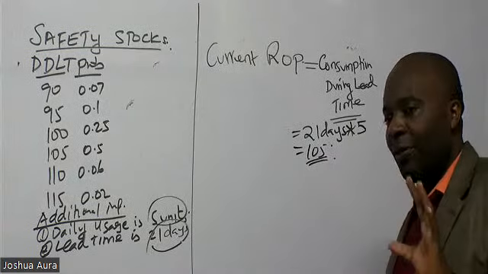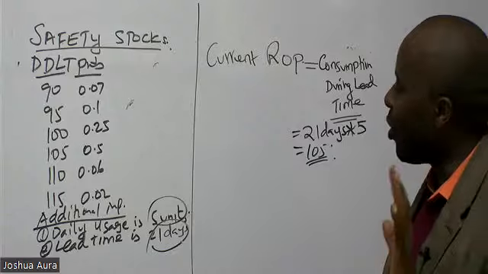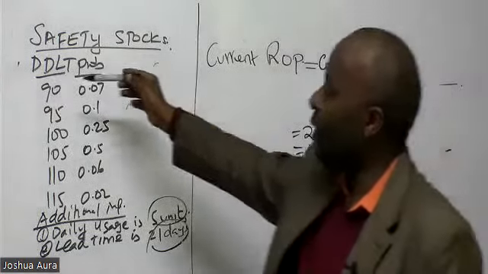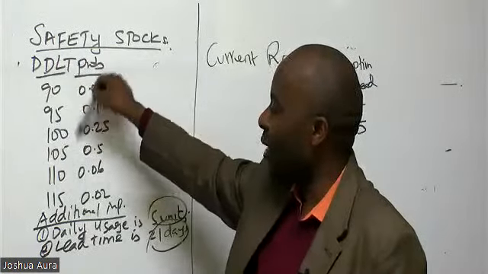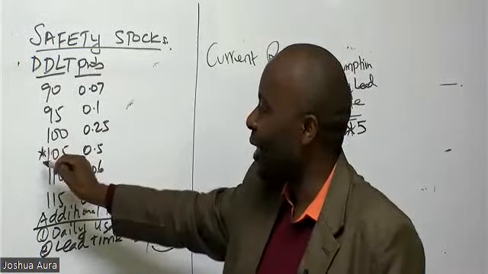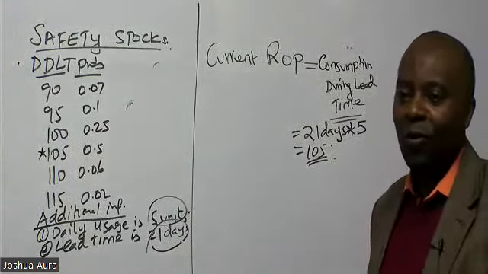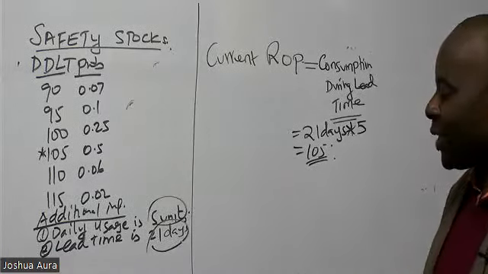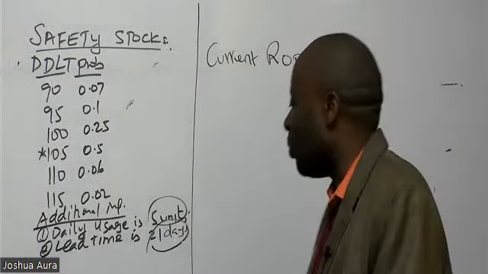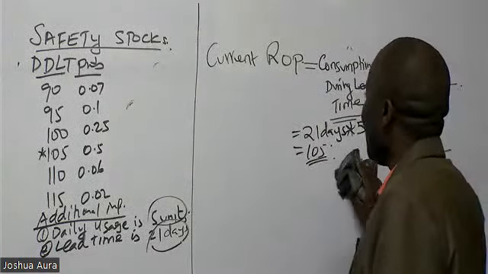Now, the moment I get the current ROP, I'll always come and fit it in the DDLT. This is demand during lead time. So where is 105? Fortunately, 105 is there. Once you've told me that 105 is there, then everything else is at home. Everything else in this case becomes very easy.